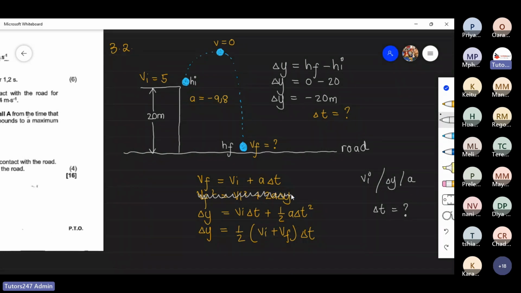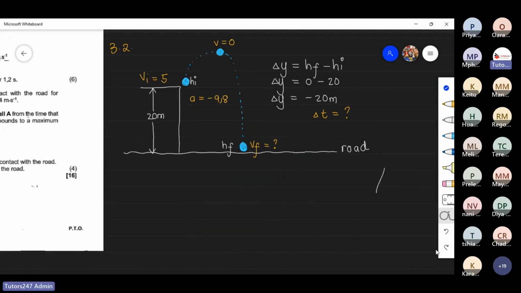Next, we can eliminate any formula that has final velocity in it because we do not have final velocity. That means formula 1 and formula 4 get eliminated. So we now only have delta Y equals VI times delta T plus 1 over 2 A times delta T squared. Keeping in mind that we have delta Y, we have V initial, and we have acceleration, then we only need to solve for delta T. So that is the formula that we are now going to make use of. So let us do that.